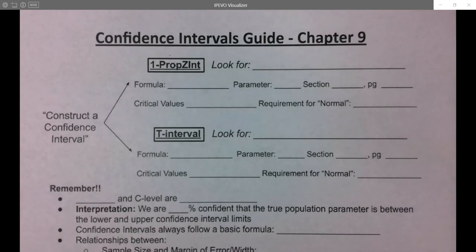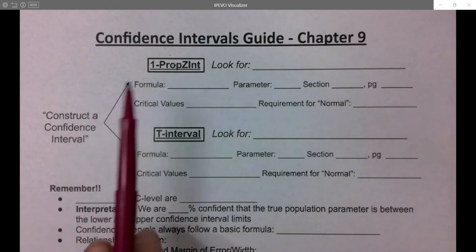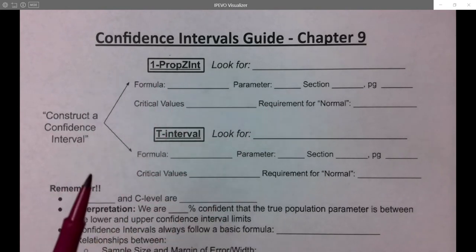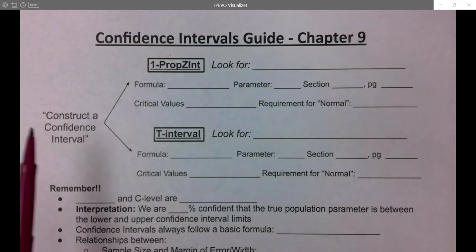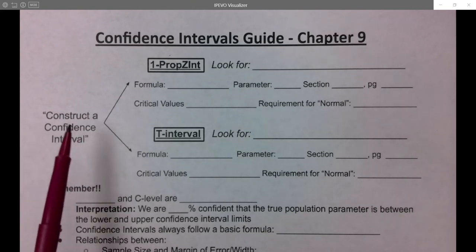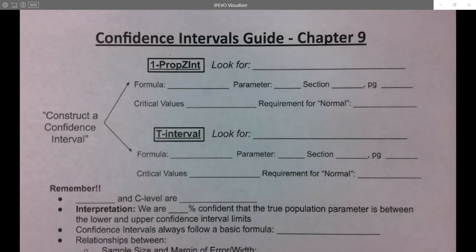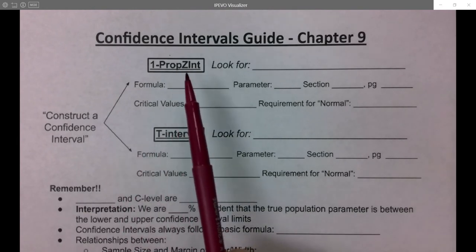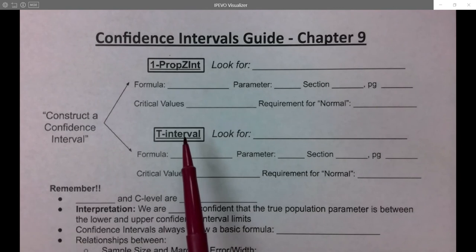Hello, Math 133 students. In this video, I'm going to go through the flow chart in regards to confidence intervals for Chapter 9. So when you look at a confidence interval problem, if it asks you to construct or build a confidence interval, then you're going to have one of two options. In Chapter 9, that is. You can either be working with proportions or you could be working with means.